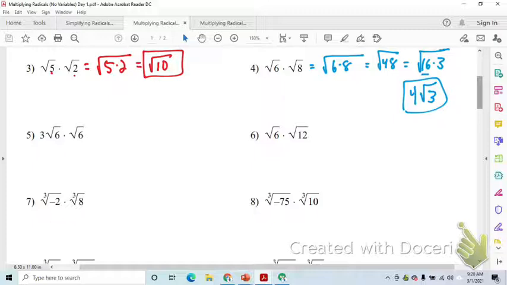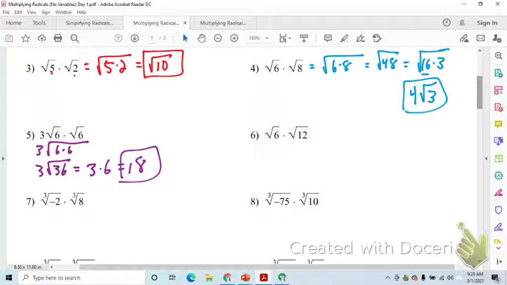Next up over here, that 3 is going to come down. Now, this is the square root of 6 times 6. Well, the square root of 6 times 6 is 36. And what is the square root of 36? It's 6. So then 3 times 6 is 18. We didn't have a root in this answer because everything came out clean. It was great. Great news.